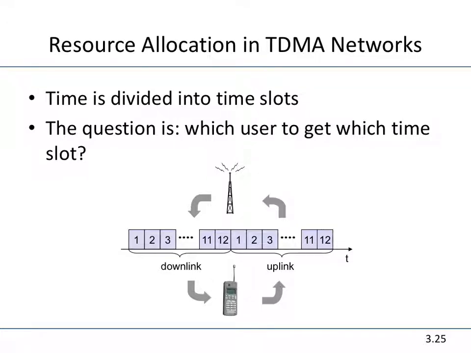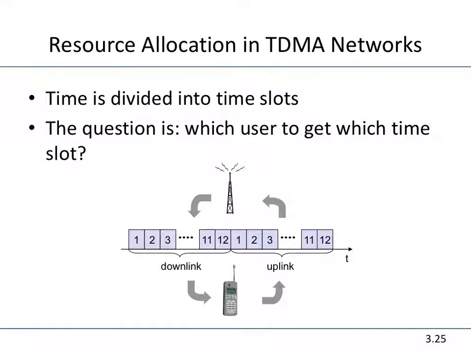Because if I use transmission power which is higher than the optimal, then I'm wasting. If I use lower, I may not be able to communicate properly. So what is the best power to facilitate this communication, given that the node is here, versus here, versus here? Okay, clear?